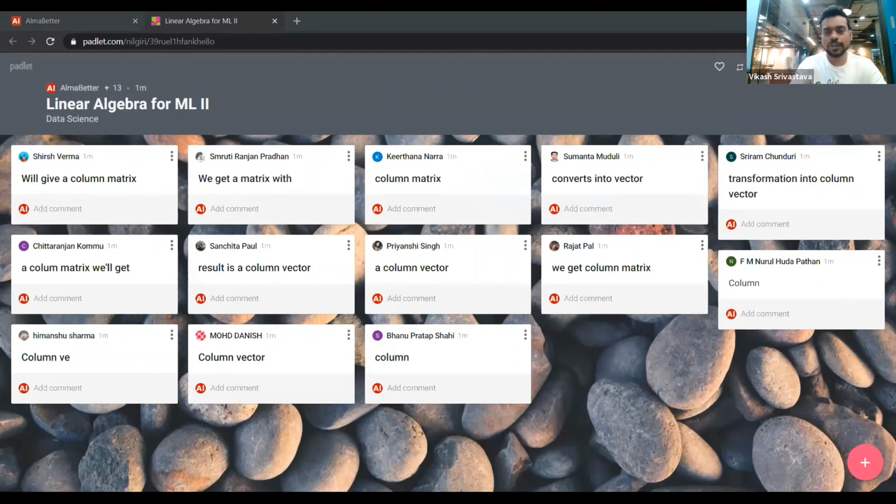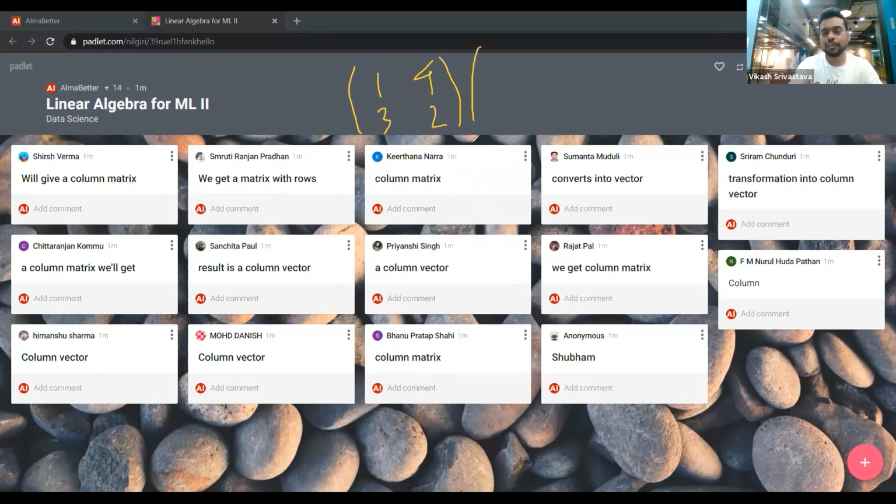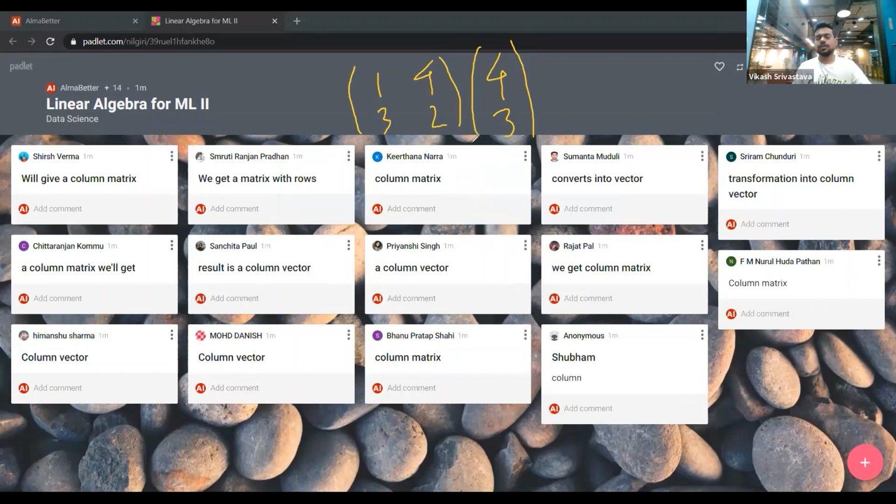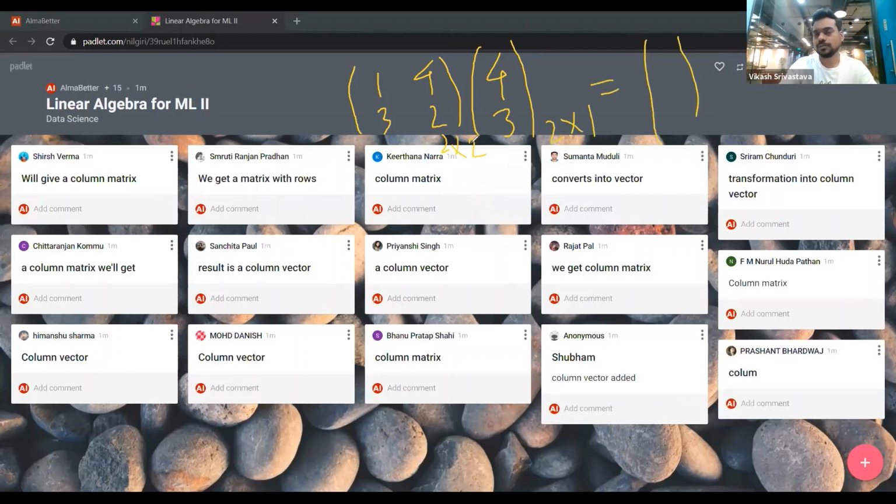Let's say you have this matrix A, which is 1, 4, 3, 2, and you have this vector, let's say 4, 3. Of course, you know that when you multiply these, this is a 2 cross 2 and this is a 2 cross 1, so this will give us a 2 cross 1. It will give us a vector only. I want you guys to tell me.